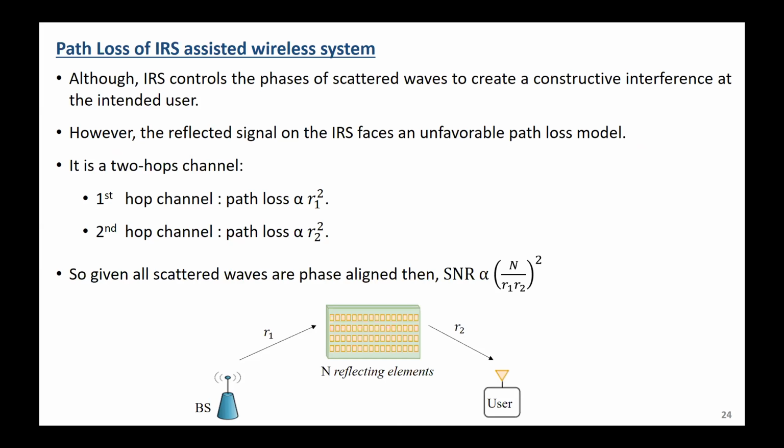However, a good point is that you can coherently add all the scattered waves, such that you have in the SNR an N squared gain. So it's a trade-off between the number of elements and distances. But these are, in my opinion, the most important challenges.